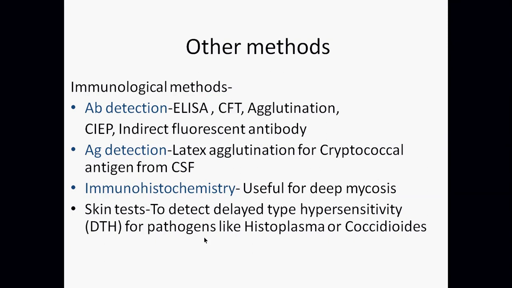Now, other than this microscopy and culture, we have immunological methods for diagnosis of fungi. In immunological methods, we have antibody detection and antigen detection. Antibody detection can be done with the help of different techniques like ELISA, complement fixation test, agglutination, counter immunoelectrophoresis, or you can use the indirect fluorescent antibody technique.